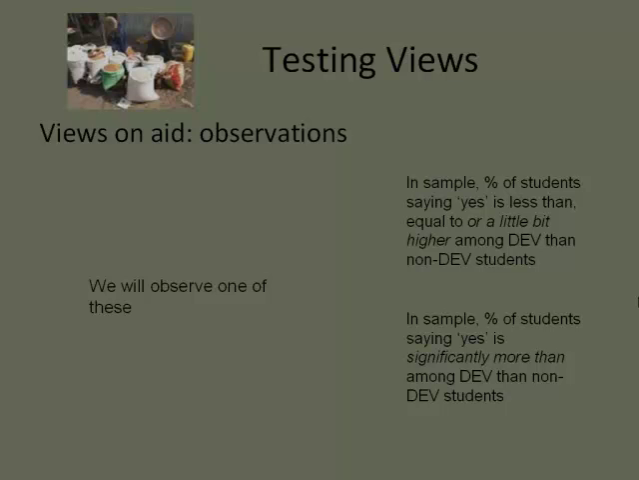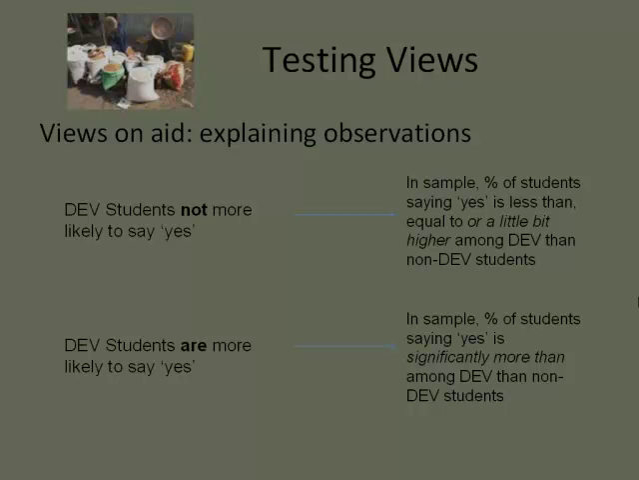You could find that dev students are a little bit more negative about aid, a little bit more positive, about the same, or much more positive. And based on what you see in your little sample, you've got to tell what's happening in the whole population. That's the puzzle. So you might see that or that. Now how are you going to conclude from this which one of these populations we've got?